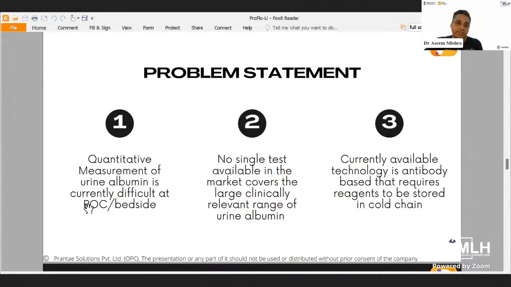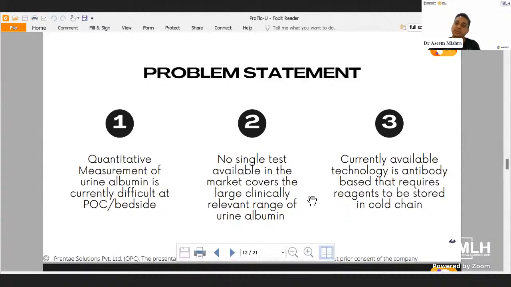So why did we develop this technology at all? The first challenge was there was no quantitative measurement of urine albumin at POC or bedside. What you had was dipsticks, and dipsticks are slightly difficult to quantitate. The second challenge was no test was available that could measure somewhere between 30 mg per liter to about 600 or 900 mg per liter. Most of the immunoturbidity tests taper off at about 300, 400 mg per liter concentrations. Dipsticks are not sensitive below 30 mg per deciliter, which is 300 mg per liter. So you have a gap where you could either measure only for microalbumin or you could measure for high proteinuria, whereas our tech allows you to cover both the ranges in a quantitative fashion.